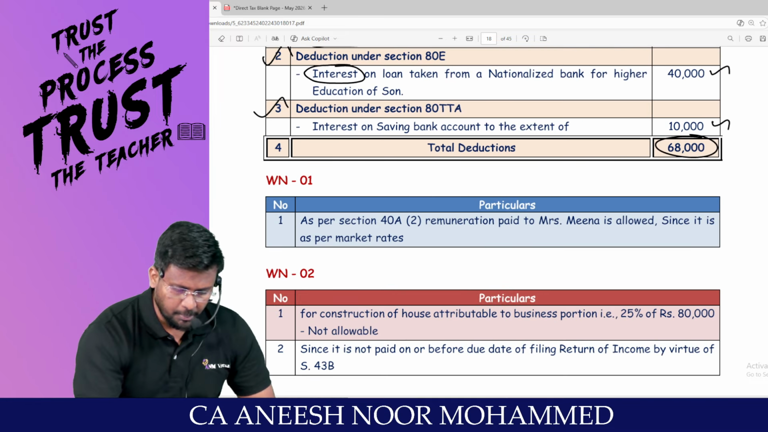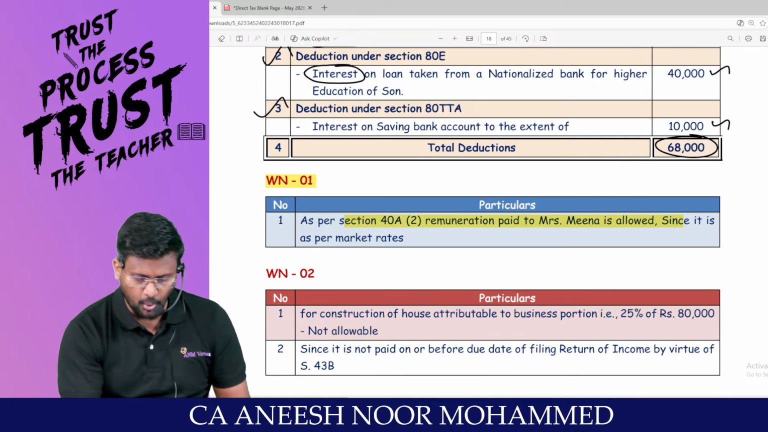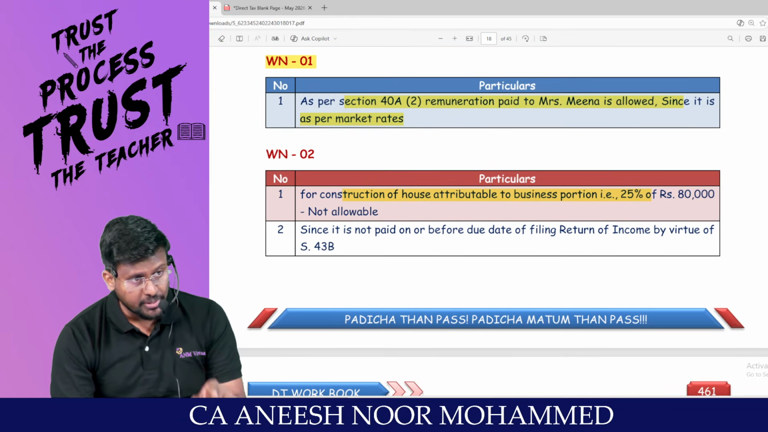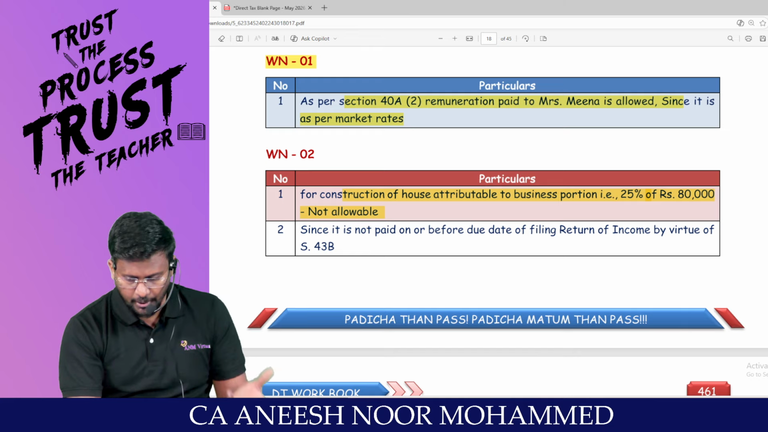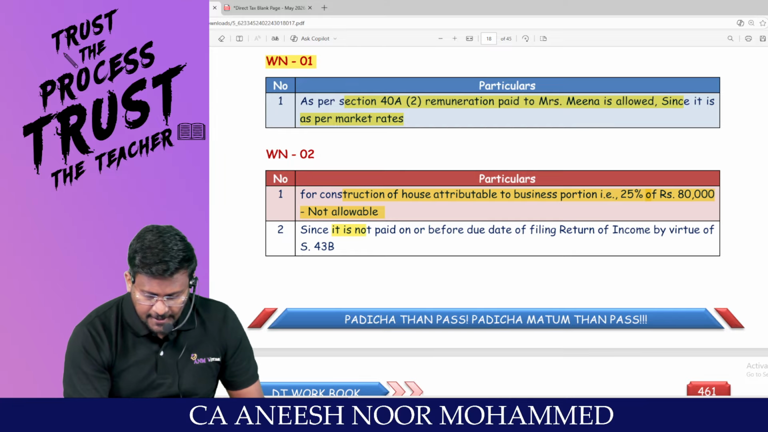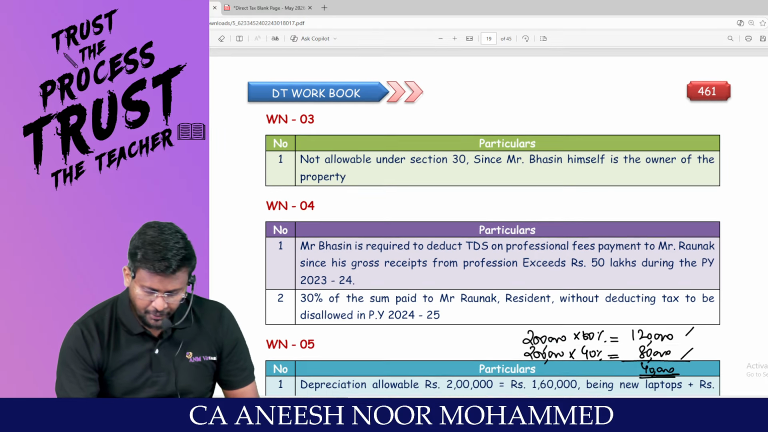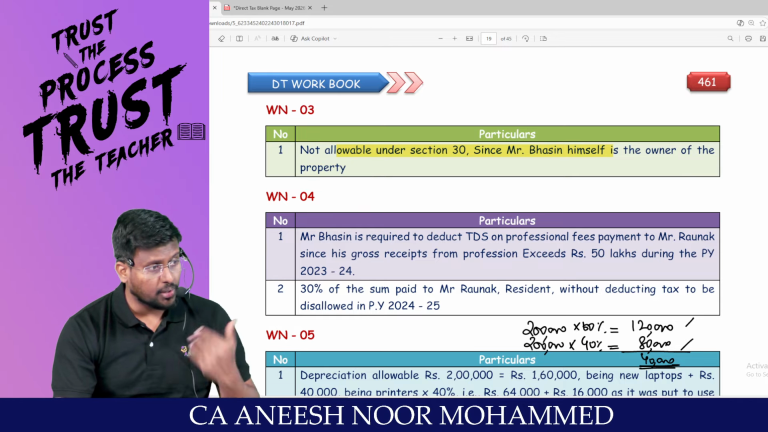These working notes and all, please attach as per 48.2. Remuneration paid to Mrs. Meena is allowed since it is as per the rate. For construction of house attributable to business portion, that is how much percent of the 80,000 is not allowable. Are you all really with me? Since it is not paid on or before the due date of filing return of income, it is not allowable under section 30. Notional rent debited to P&L account should be added back.